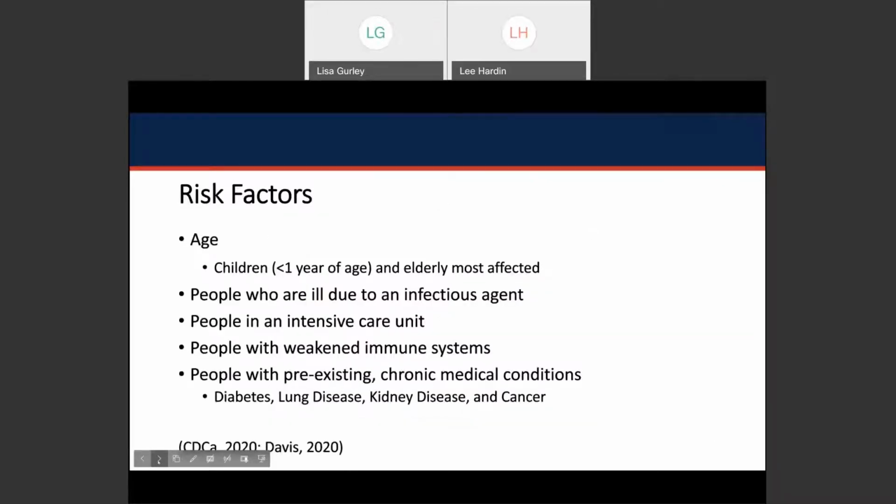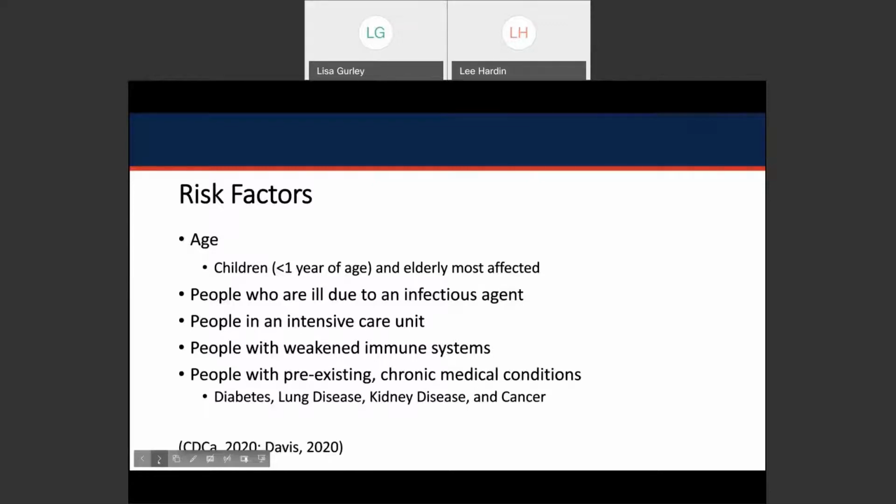The risk factors associated with sepsis include age. Children under the age of 1 and elderly adults are most affected. Those who are already ill due to an infection, those with a weakened immune response or system, and individuals with pre-existing conditions such as diabetes, lung disease, kidney disease, and cancer.